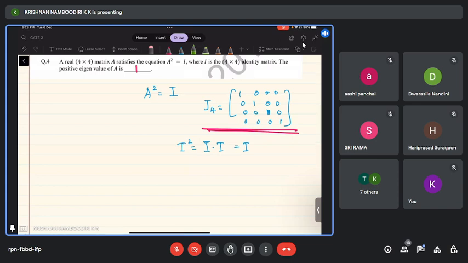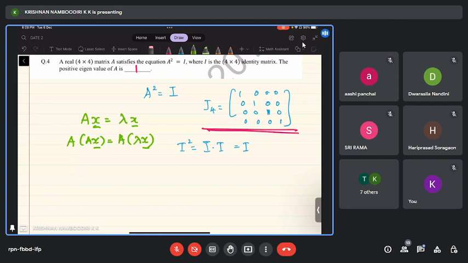We are asked to find the eigenvalue of the matrix A. That means, say lambda is the eigenvalue, Ax equal to lambda x. This is the fundamental equation to find the eigenvalues, right? Now we know A square equal to I. We will left multiply this equation with A. That means A into Ax equal to A into lambda x. Lambda is a scalar and x is a vector.